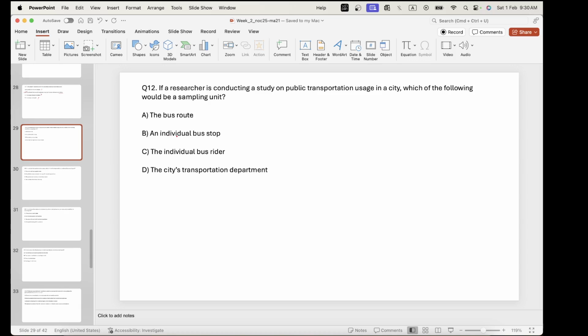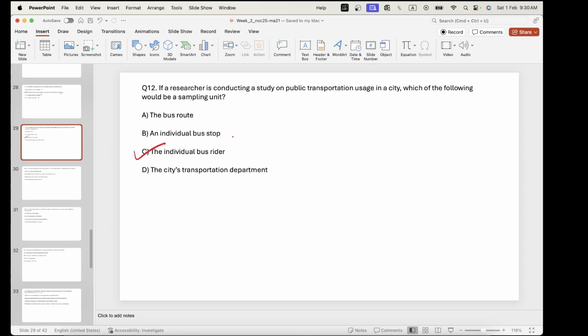Alright, question number 12. If a researcher is conducting a study on public transportation usage in the city, which of the following would be a sampling unit? So public transportation usage, who is using it? The bus rider is using it. So if I want data on usage, the sampling unit would be the bus rider who is actually using that public transport.